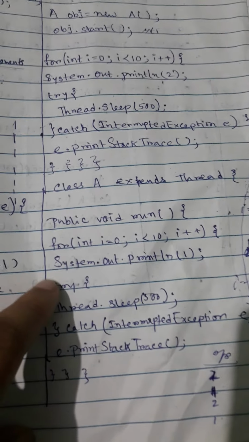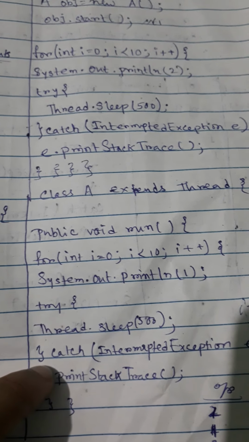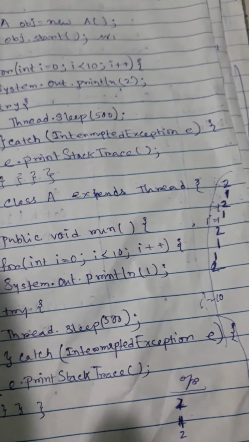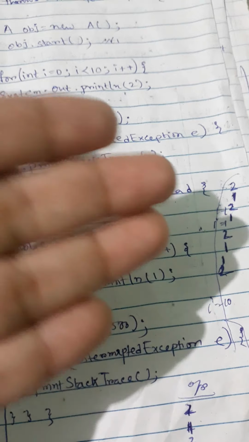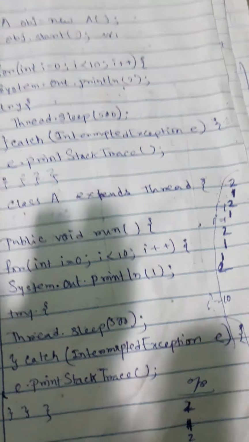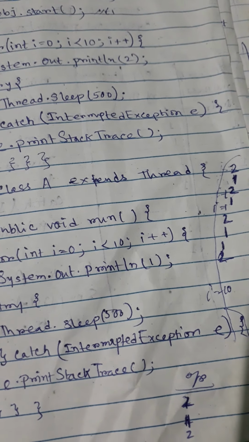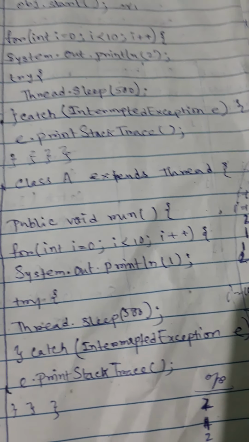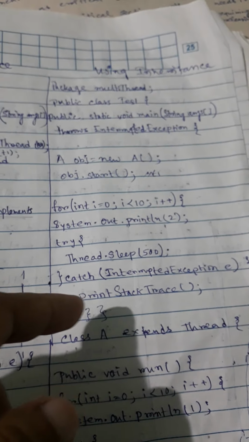Then again class A handles the exception using try-catch block, and again it will print 2. This way, when i equals 10, it will stop the execution and show the output 2 1 2 1. Sometimes it will show 2 1 1 1 2. The output is random, because it totally depends on the Java scheduler and CPU speed. So this is about thread creation using inheritance.